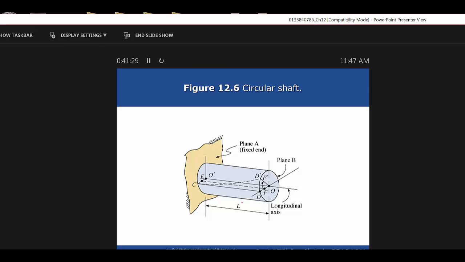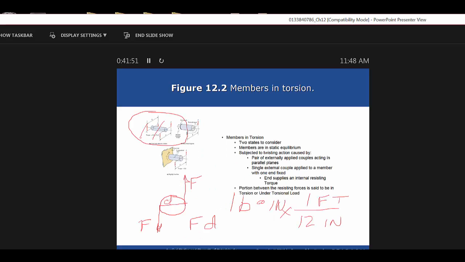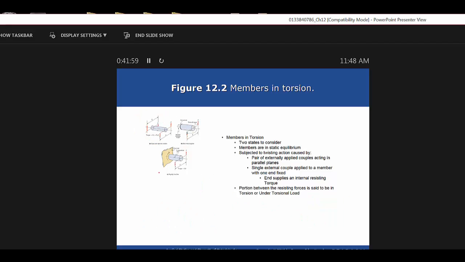Okay, so in section 12.3, torsional shear stress. Note what my notes say: using figure 12.2C. Let's go back here and erase all that ink on the slide. I'd really like that to be bigger. So if we were looking at 12.2C, that's the one on the bottom, right?